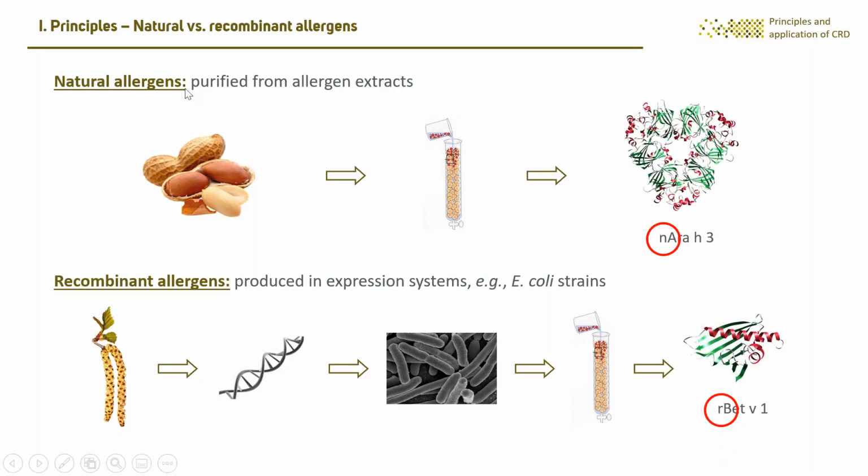This is quite simple. A natural allergen molecule is purified from a natural allergen extract. It means that you, again, like when you prepare an extract, take a specimen from an allergen source, make an extract, and from this extract, you prepare the desired allergen molecule. And whenever you see an n in lowercase ahead of the designation of the allergen molecule, like here from peanut, nAra h 3, this tells you that this is a natural allergen molecule. By contrast, a recombinant allergen is based on isolation of the mRNA from the natural allergen source, encoding the desired allergen molecule.